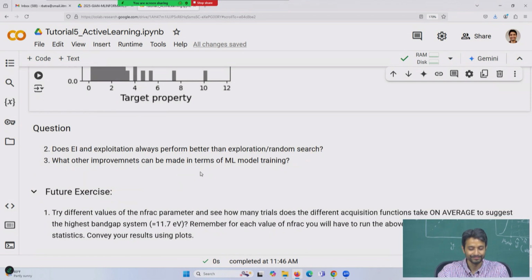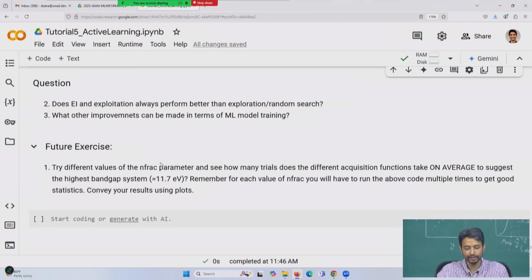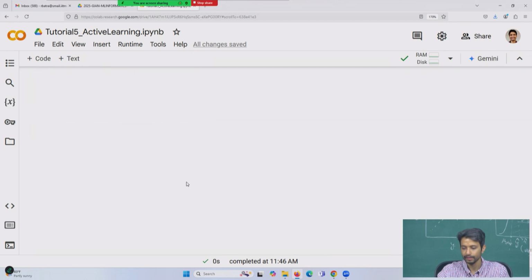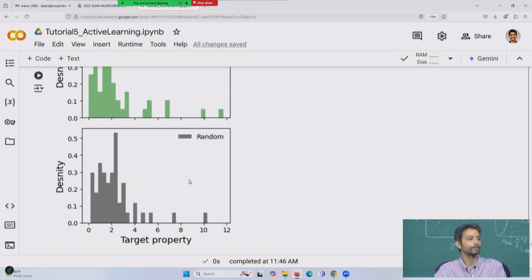Okay, and then let's see, does EI always perform better? What other improvements can be made in terms of model training? You guys can think of what ML model training improvements can be made. And I just started with 25 data points. Maybe you can start with say 50 points or 100 points and then check how the performance changes. Okay, I think that's all I wanted to cover.